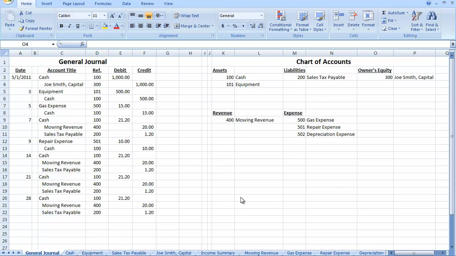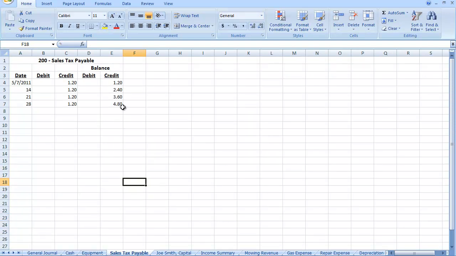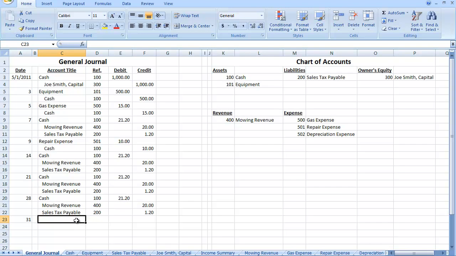After posting our transactions to the general ledger accounts, we decide at the end of the month to pay our sales tax payable on the 31st of May. So what we'll do here is we'll go to sales tax payable and see how much we owe. Our account shows that we owe $4.80 and we're going to pay that. So we debit sales tax payable for $4.80, and then we'll credit cash for $4.80 because we're sending a check to the IRS.